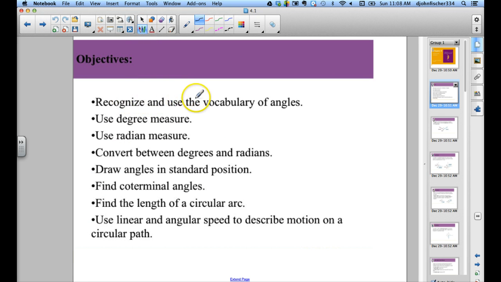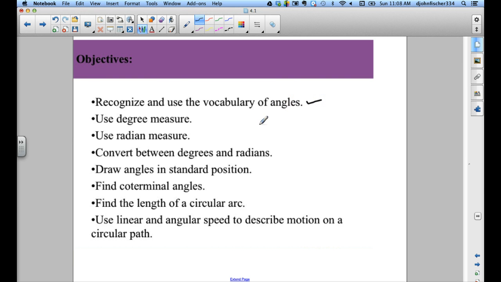Recognize and use the vocabulary of angles. We're going to come up with some different types of definitions. Use degree measure, and one that you're not used to, use radian measure. Convert between degrees and radians. Now why do we do that? Because radians are more commonly used in most of the functions that we use. Draw angles in standard position. Find coterminal angles. Find the length of a circular arc, and then linear and angular speed.